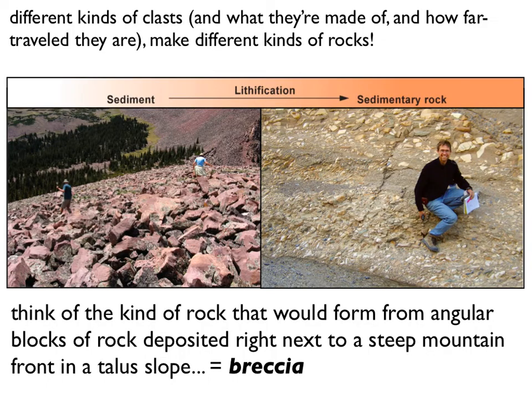So these different kinds of clasts, what they're made of, how far traveled they are, they make different types of rocks. So think of the kind of rock that would form from angular blocks of rock deposited right next to a steep mountain front on a talus slope.